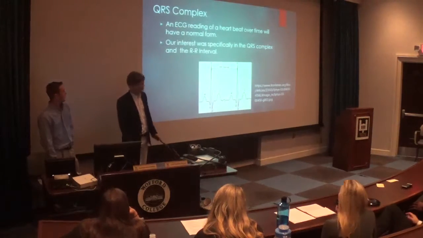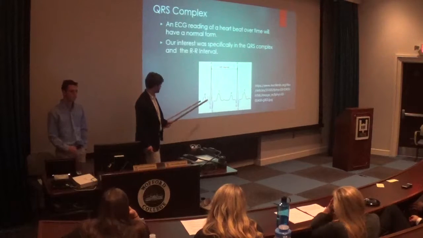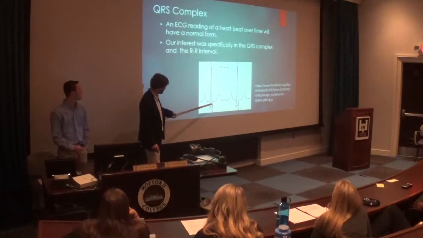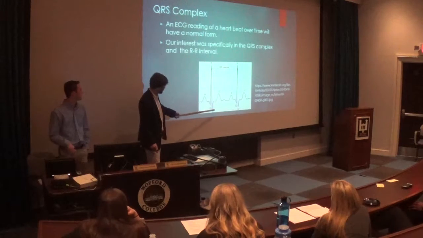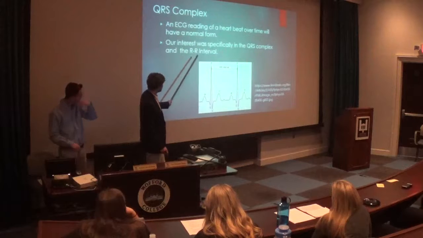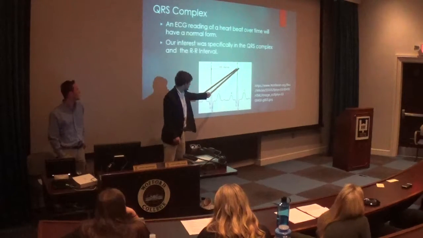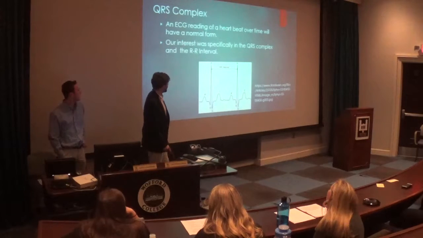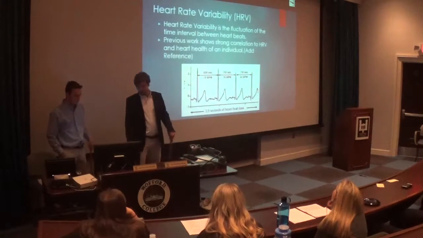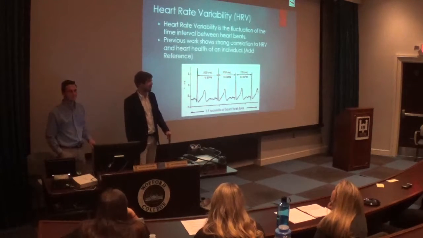With an ECG signal, you want to see a QRS complex. The big bump right here is our main thing. You've got a Q peak, R peak, and an S peak. That's our main point of focus, but more specifically the RR interval, the distance between this R peak and your next R peak when your heart beats. That's your QRS complex. And heart rate variability is the fluctuation in the time interval between heartbeats.